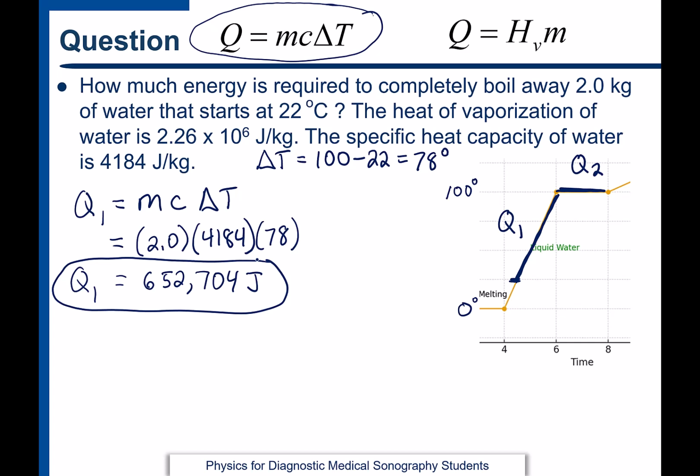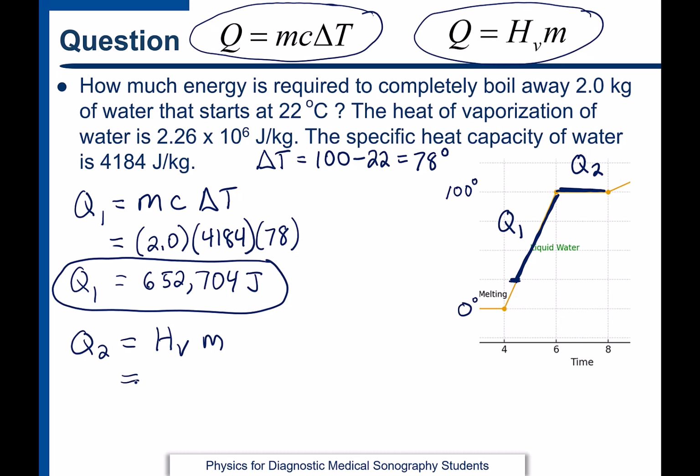Now the next thing we want to do is figure out how much energy it takes to turn all of that water into a gas. And that's going to be using this formula. That's what we're calling Q2. So that's just the heat of vaporization times the mass.